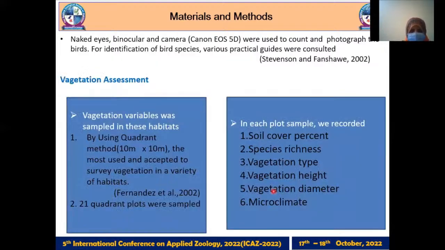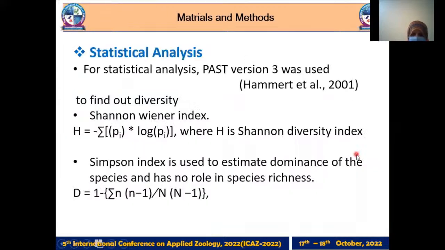Naked eyes, binoculars and a camera were used to count and photograph the birds. For identification of bird species, various practical guides were consulted. We also did an assessment of the vegetation. The vegetation assessment variables were sampled in these areas by using 21 quadrat plots. In each plot, samples were recorded: soil cover percent, species richness, vegetation type, vegetation height, vegetation diameter, and microclimate.